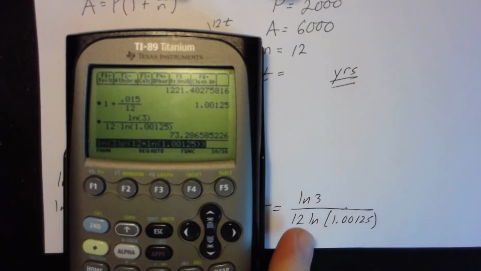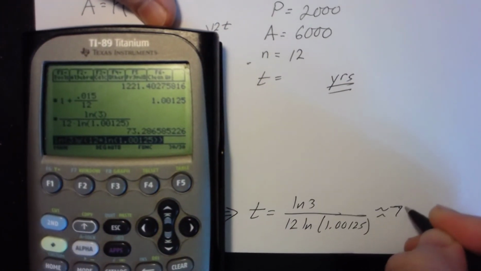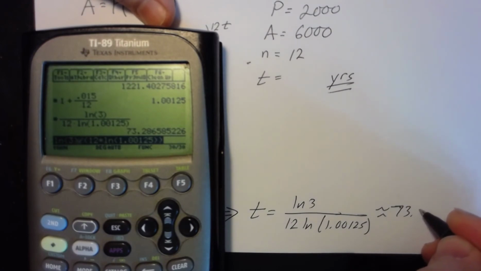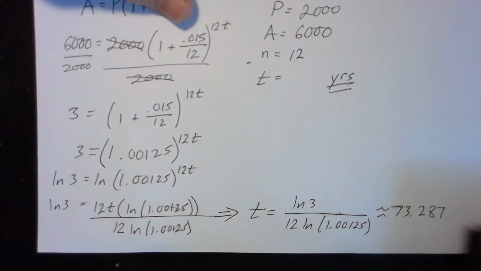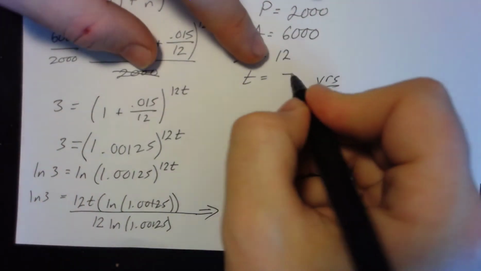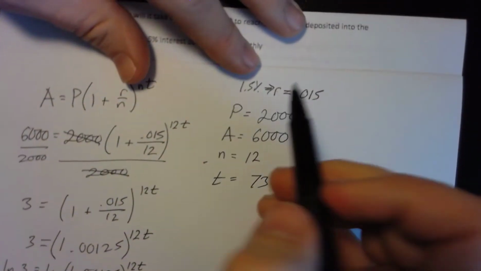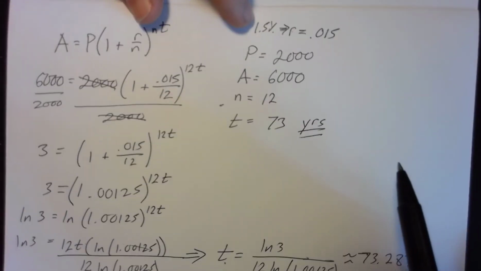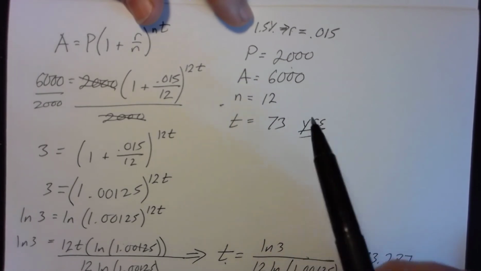When I hit enter, this provides me approximately 73. What that tells me is, and I'm going to go ahead and round this off to 73, after approximately t equals 73, which is supposed to be years, after 73 years, if I have a savings account at 1.5%, it'll take 73 years for $2,000 to get to $6,000.